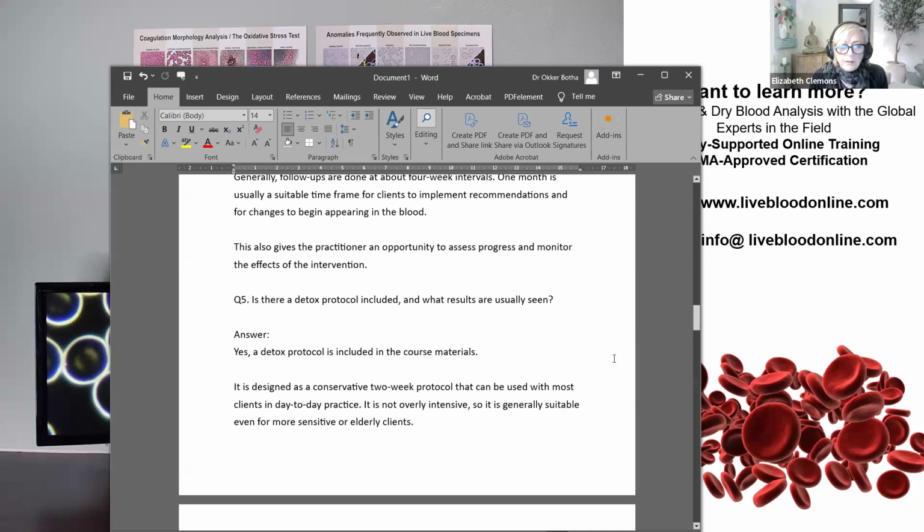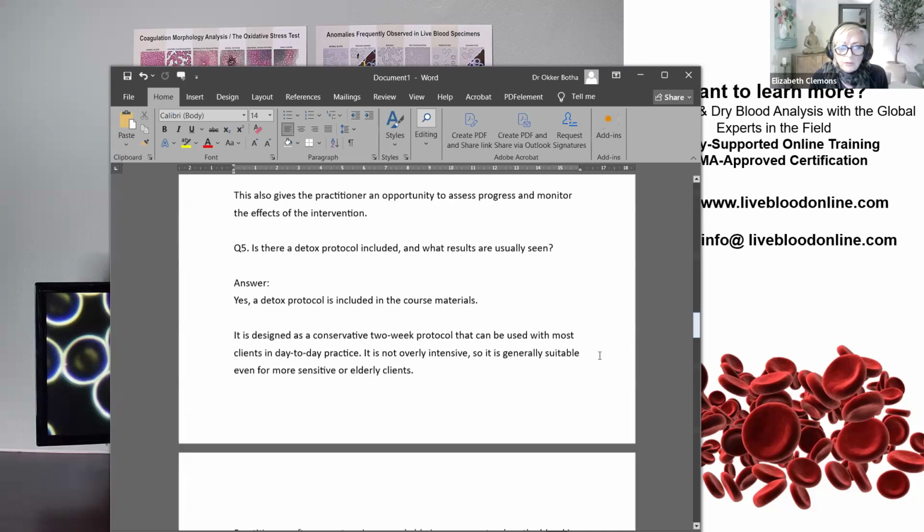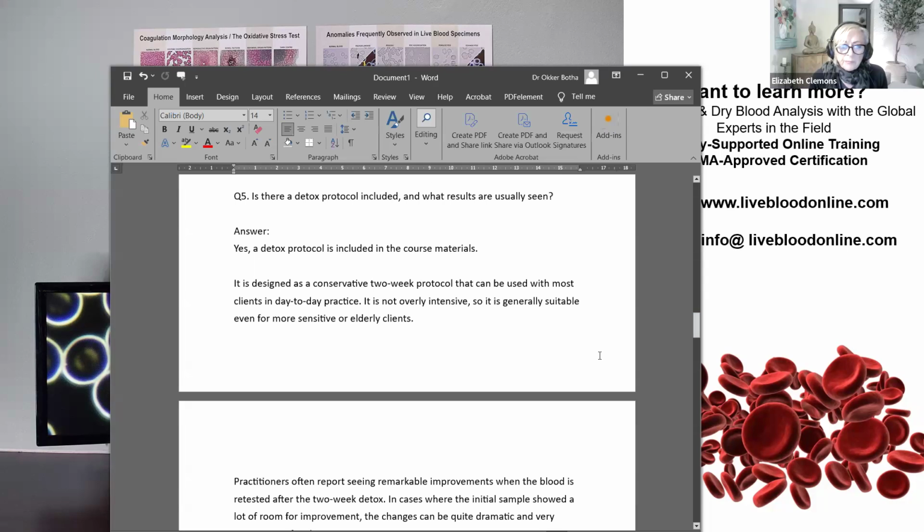Thank you. And is there a detox protocol included, and what results are usually seen? Well, yes, detoxification is very, very important in natural medicine and certainly in live blood analysis as well. There's a wide range of anomalies related to toxicity that we can see in both live blood and dry blood samples. So it is something that we work with quite regularly. We work with specific herbal formulations to support the organs of elimination, and of course, a specific detox protocol. So that is included as part of the course materials.